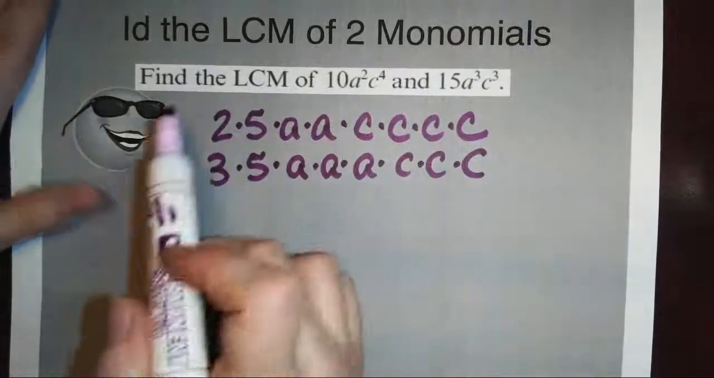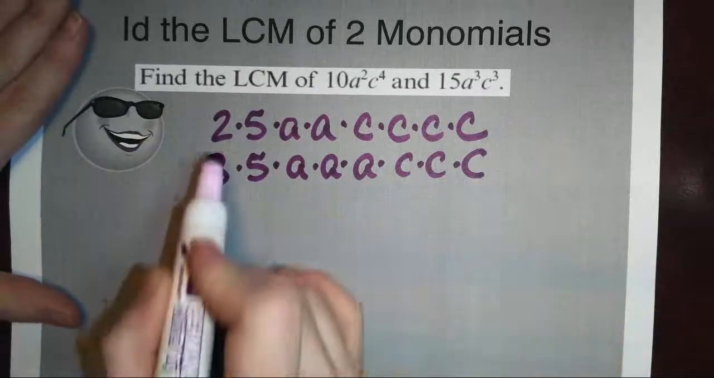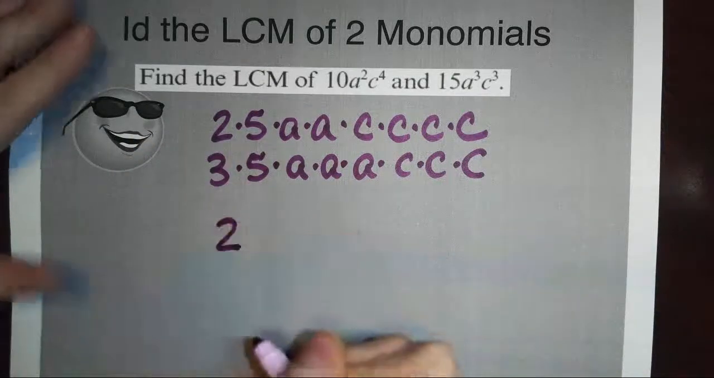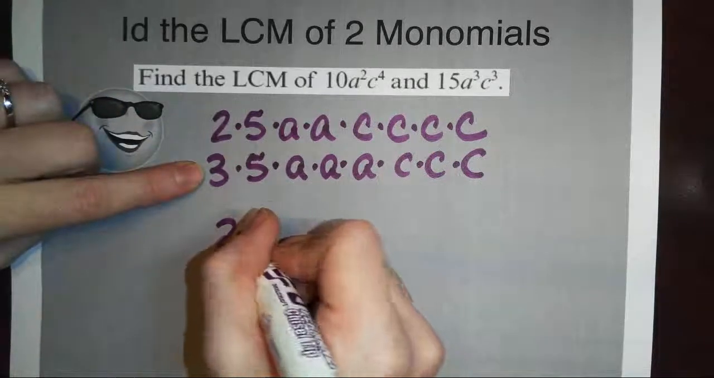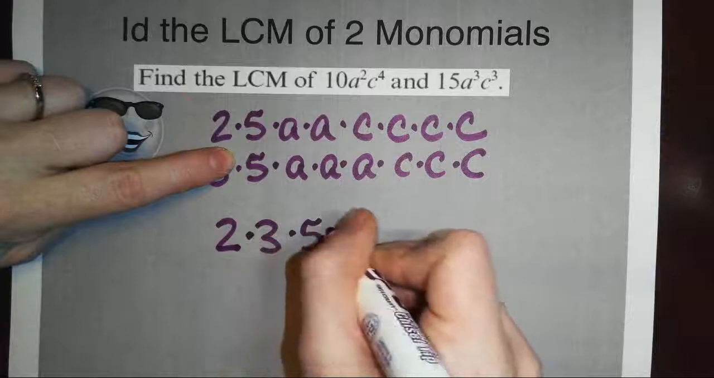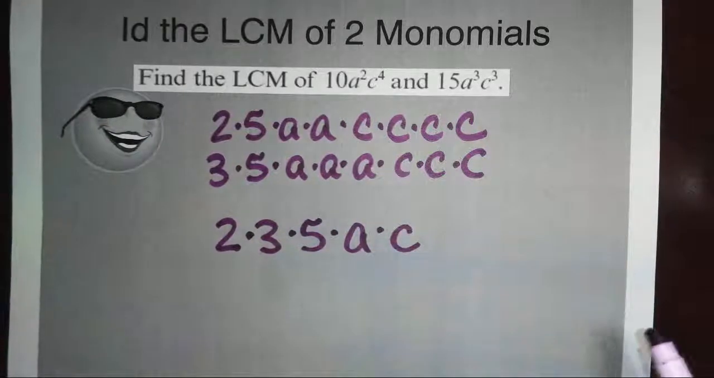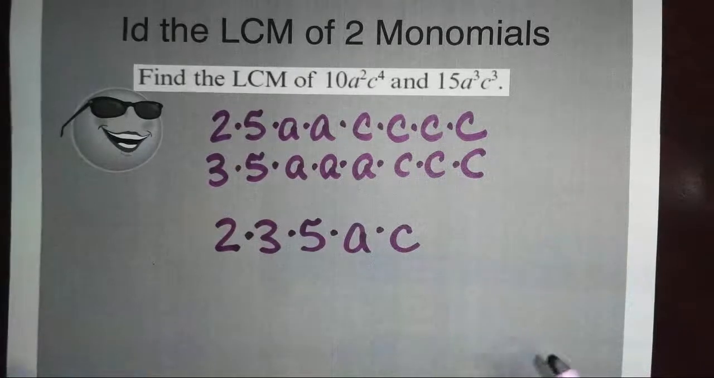Now we look at all these factors that we have here, and we're going to have to use each one of them. So I'm going to have a 2 in my least common multiple. I'm going to have a 3 in my least common multiple. I'm going to have a 5. I'm going to have an A, and I'm going to have a C. Now to figure out the exponents on each of these factors, I look at the most times that they're used.